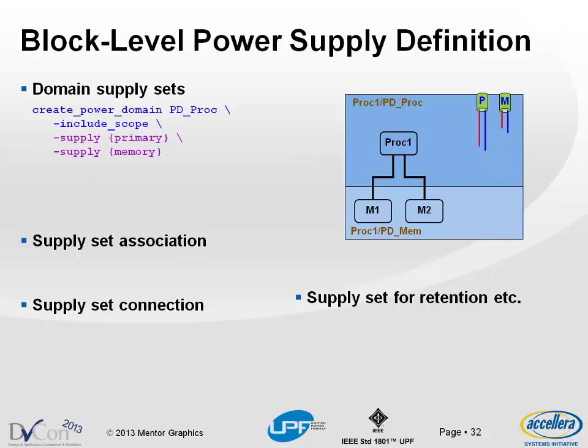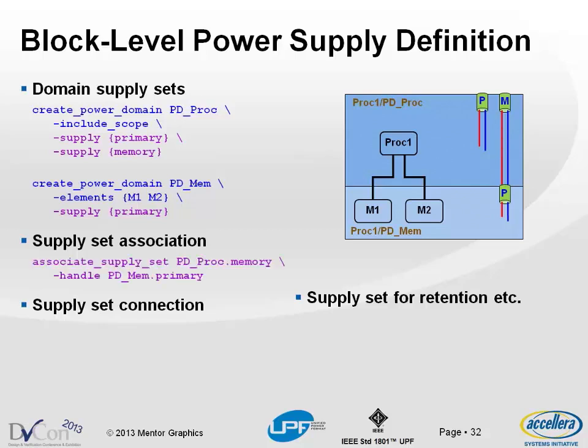Create power domain dash supply is what now adds those things. And if you don't recall the color code, the purple is the extension for 2.0, and the blue part is what was already there in 1.0. I can create a supply for power domain PDMEM when I create it as well. And I'm showing supply primary. This is actually default and predefined, so you don't actually have to say this, but I've shown it explicitly just to make the point.